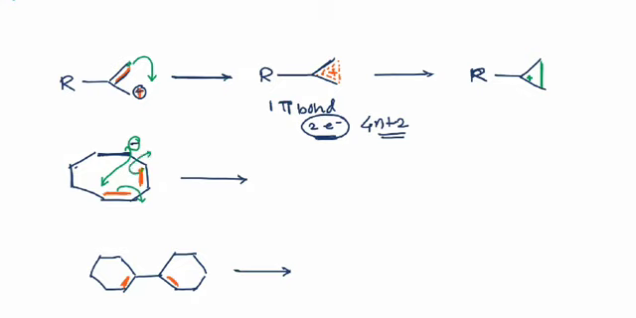So, how many electrons are involved here? 6. They are 6. And what kind of reaction is this? Look at this one. The transition state is going to form, and the negative charge should be at the center. This is a 6 pi electron system. And finally, what will be the product now?